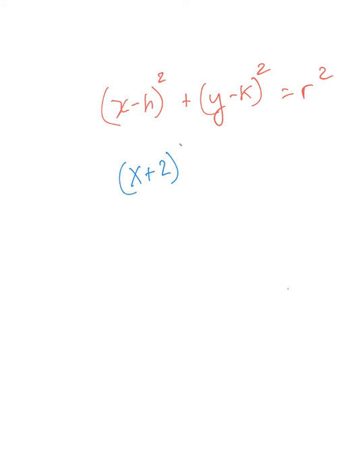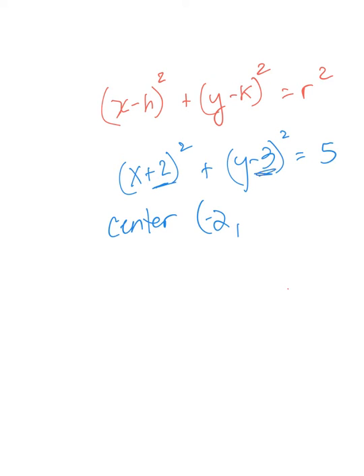So let's say we have another equation, and let's write the main equation here again. x minus h squared plus y minus k squared equals r squared. And let's say my equation is x plus 2 squared plus y minus 3 squared equals 5. Okay, so we have our center, and that is the opposite of that positive 2, which is negative 2, and the opposite of that negative 3, which is positive 3. And the radius is the square root of 5.